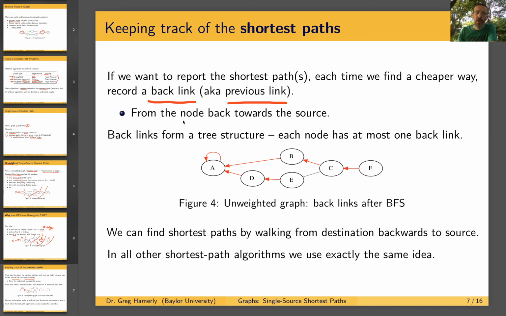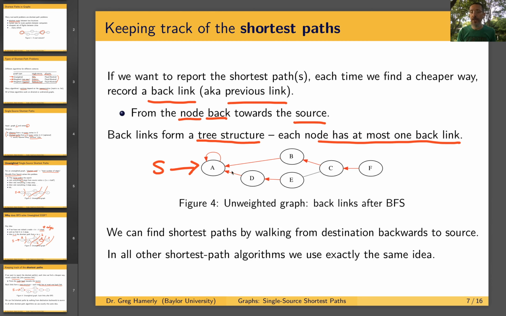These links point from the node back towards the source. So they point back towards the place where we originated our search. And because of this, every node has at most one backlink. And because every node has at most one backlink, these things form a tree structure, which you can see down here. If I were to perform breadth first search on this graph with A as the source, then A would have its own predecessor. It would point to itself as its own predecessor, its own previous or backlink.